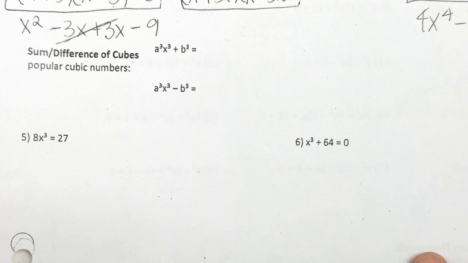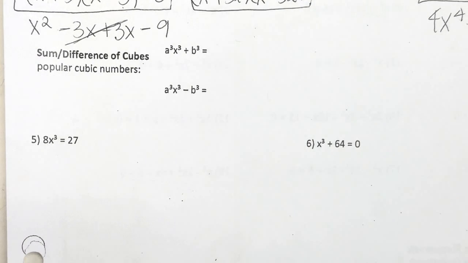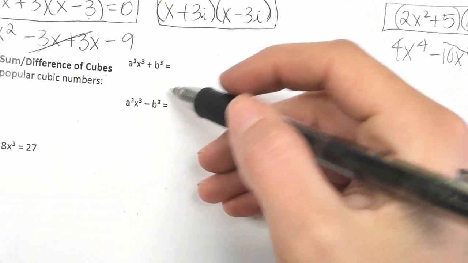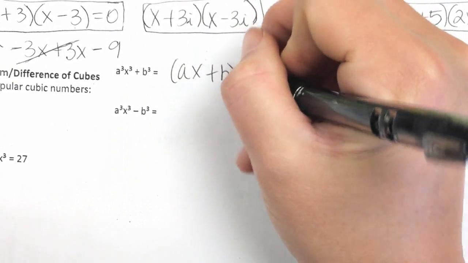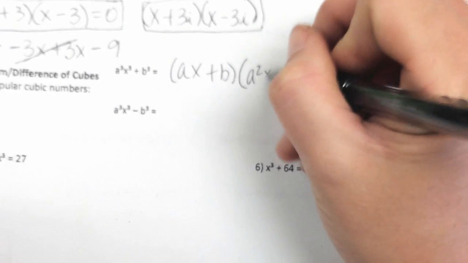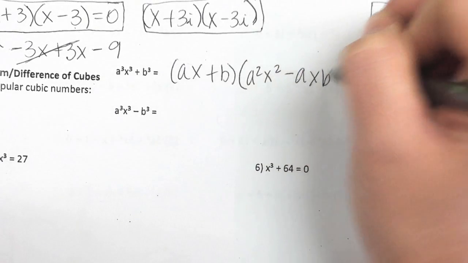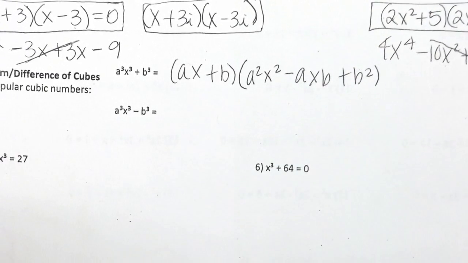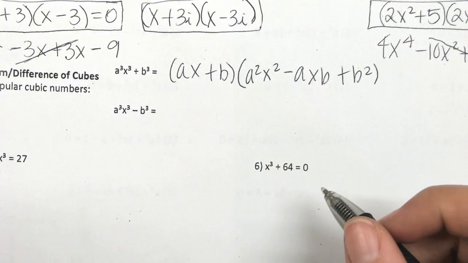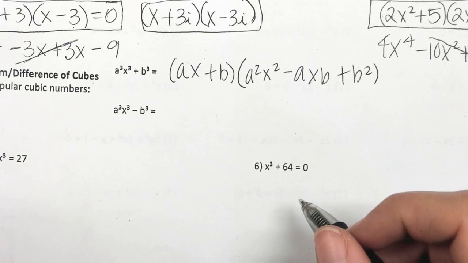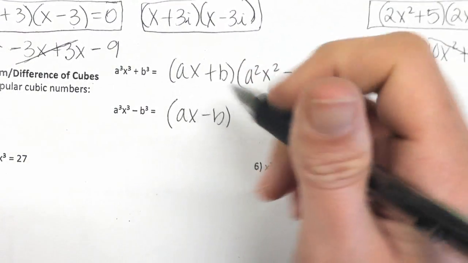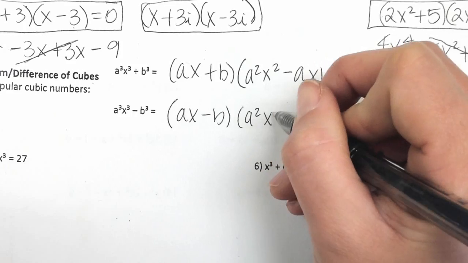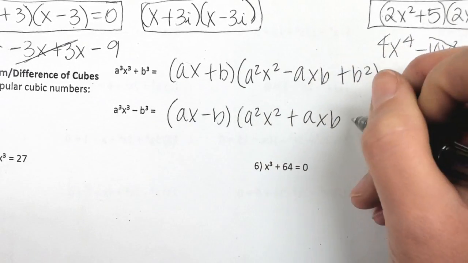Alright, now let's talk about difference and sum of cubes. And that's up there as well for two terms, but it's hard to see, so we're going to write it on here. So sum of cubes, here's the formula. It's going to be ax plus b times a squared x squared minus axb plus b squared. And you won't have to memorize this. This will be given to you on your test when it comes time. This one's ax minus b, so just changing the sign here. A squared x squared plus axb plus b squared.